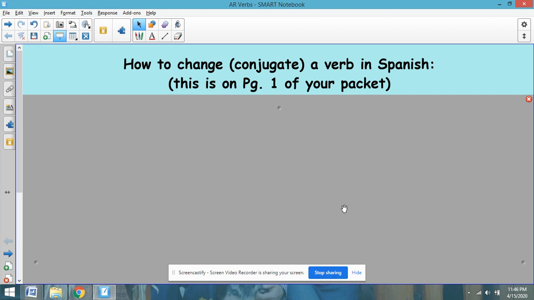Okay, the purpose of this lesson is to conjugate verbs in Spanish. When I say conjugate, I just mean change the way the ending of the verb looks to show who is doing the action. There's a couple steps to conjugating verbs.